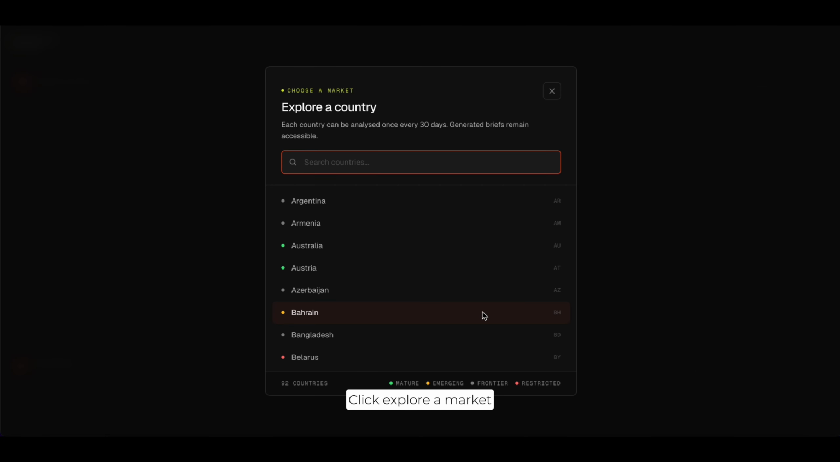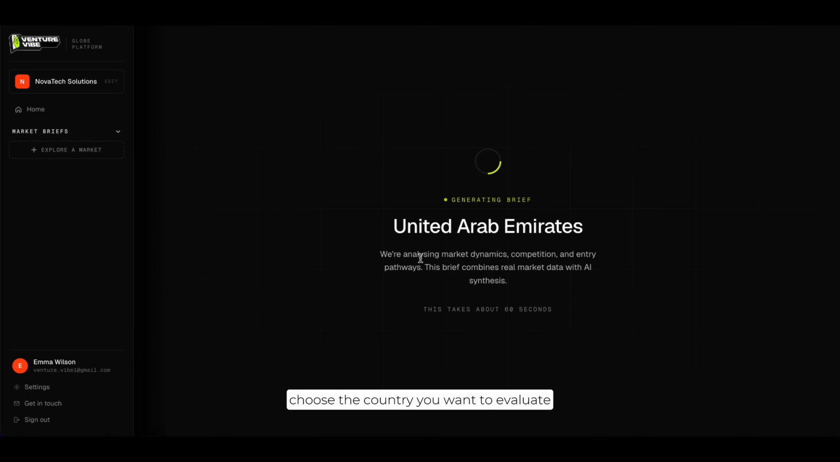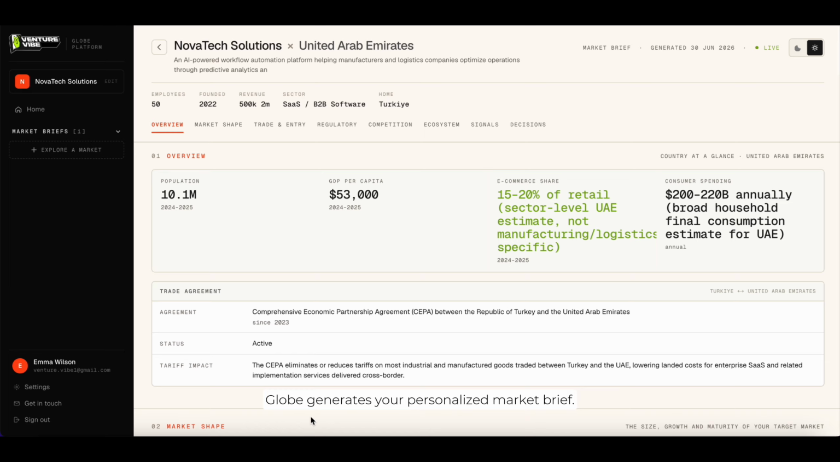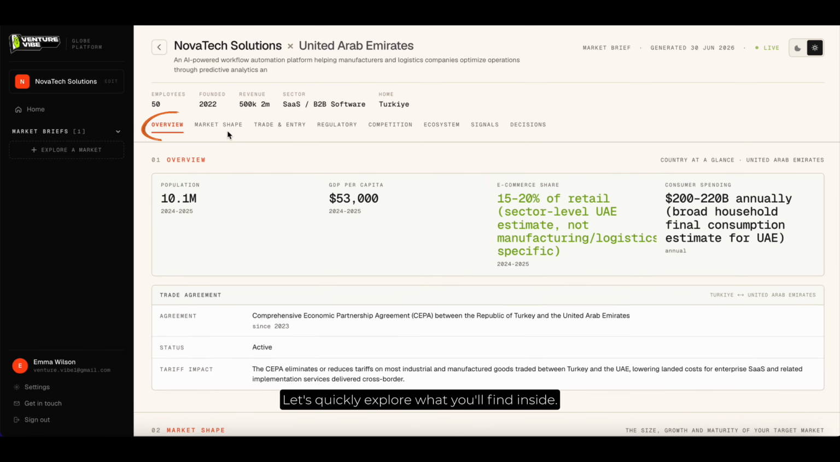Click Explore a Market. Choose the country you want to evaluate. Within seconds, Globe generates your personalized market brief. Let's quickly explore what you'll find inside. The overview gives you a snapshot of the country.